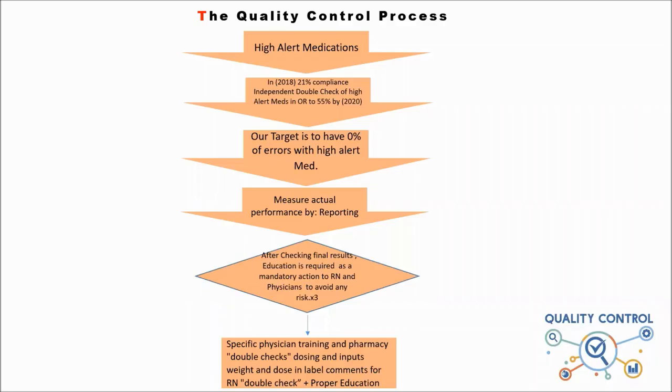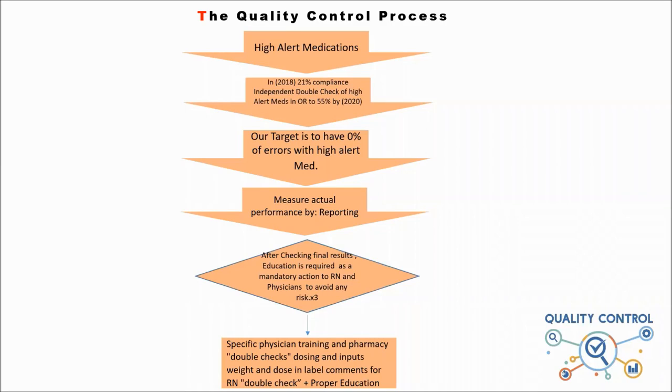So here we're talking about the quality control process. Our subject here is the high alert medication, and the established measurement that we found in 2020 was 21% compliance with the independent double check. In the OR, this has changed to 55% by the year 2020. For the predetermined standard of performance, our target is to have 0% error with high alert medication and in the double checking.